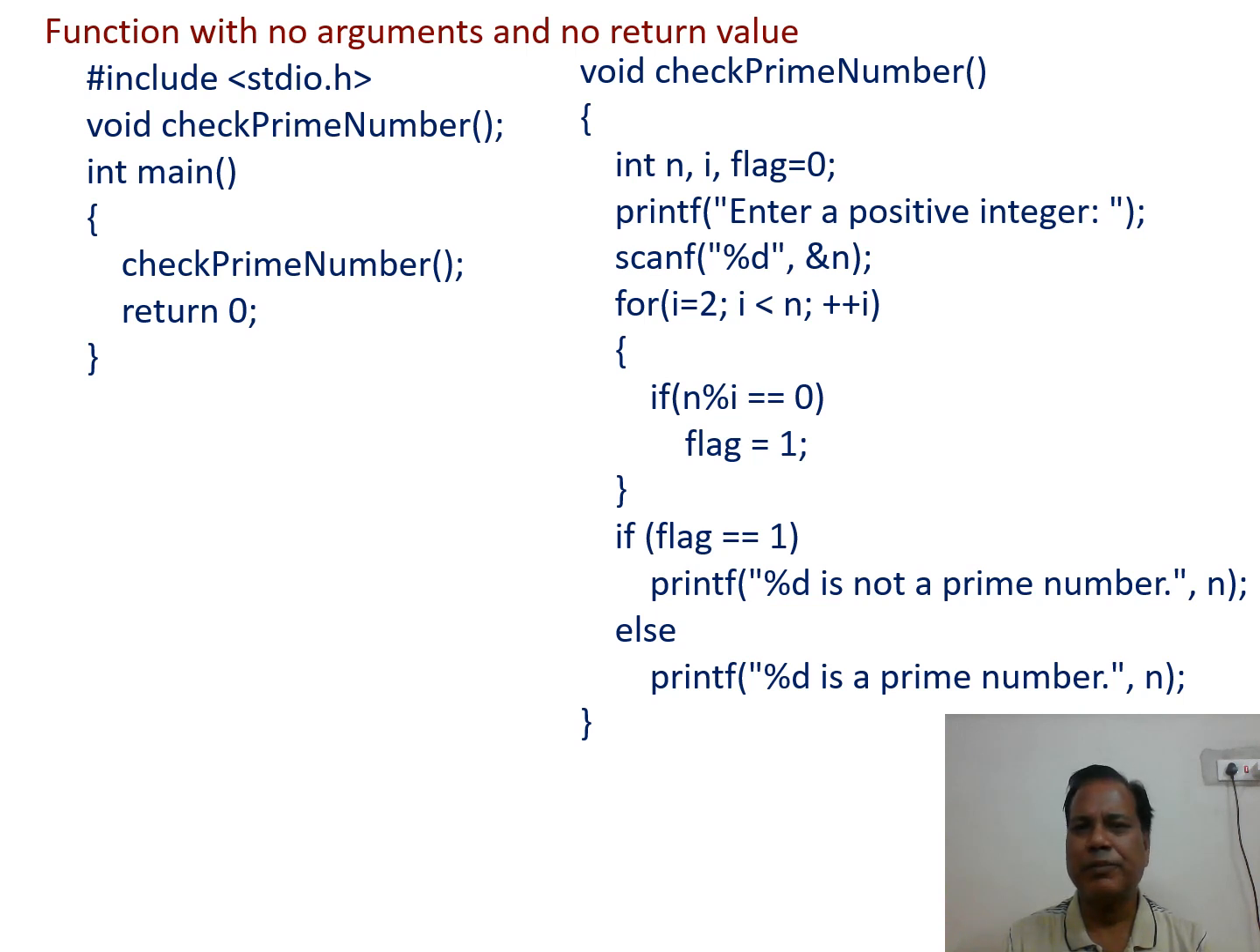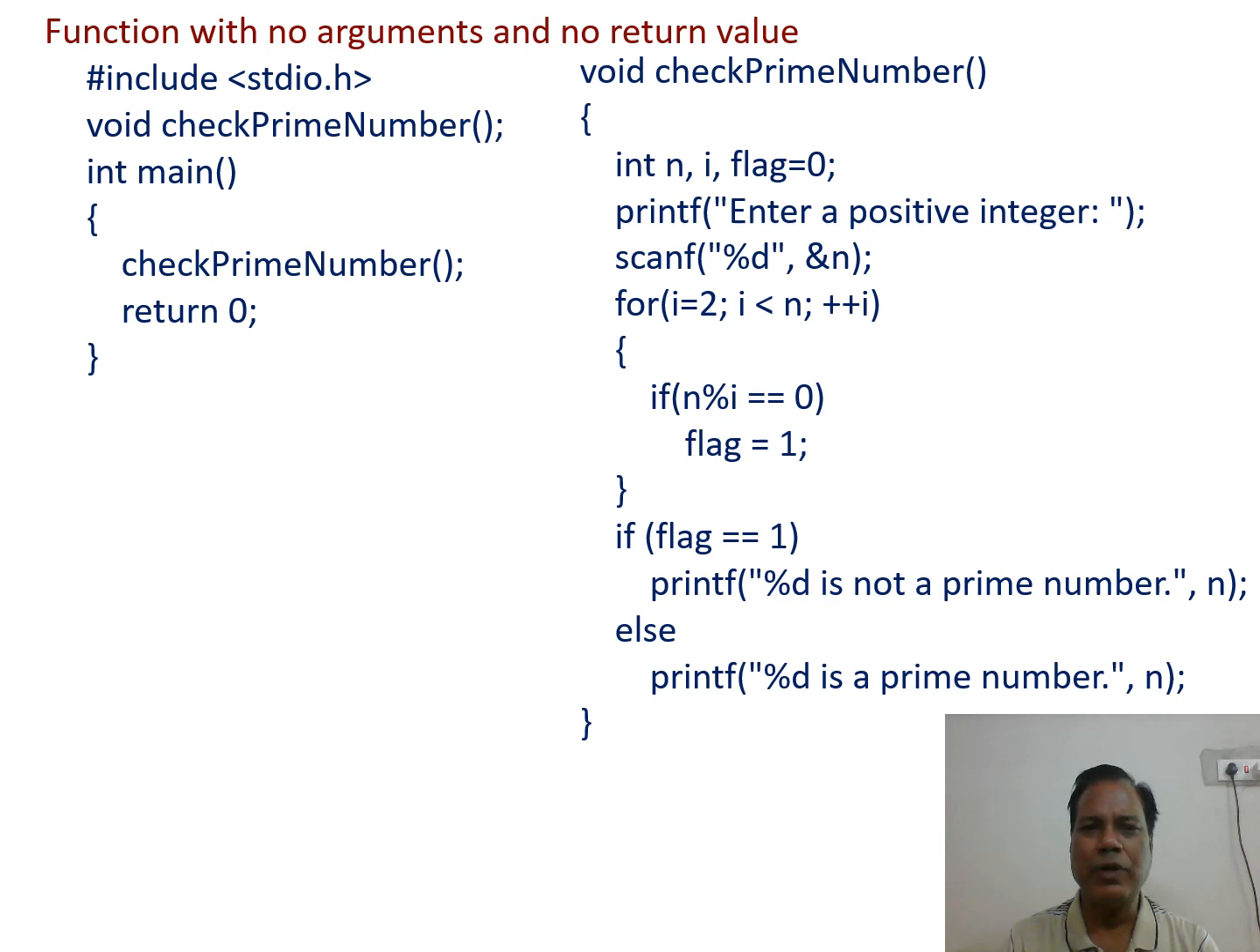This is an example program, so we'll try to understand it. The first statement is include, within less than and greater than signs, the standard input output .h header file. The next statement is void check prime number open and close parenthesis semicolon. This is the prototype declaration for the function.